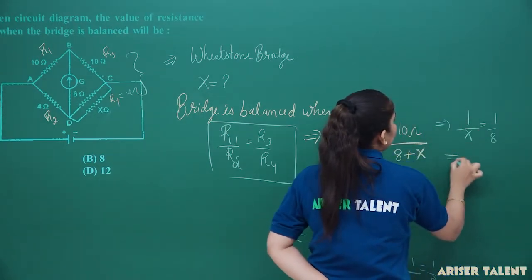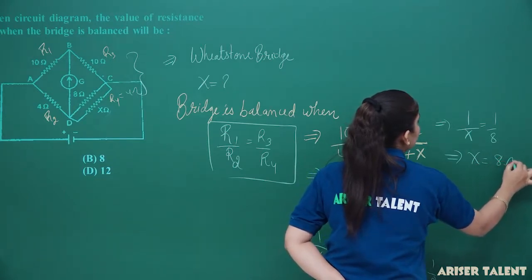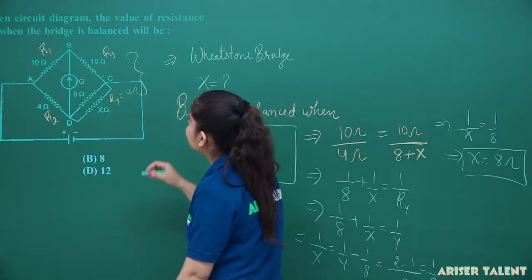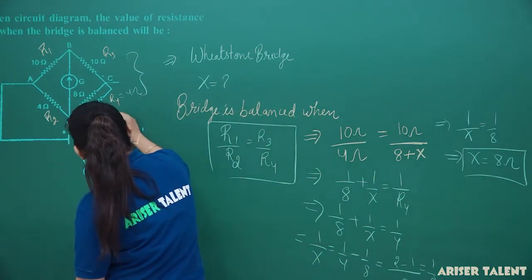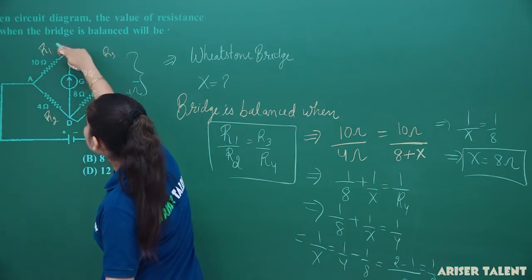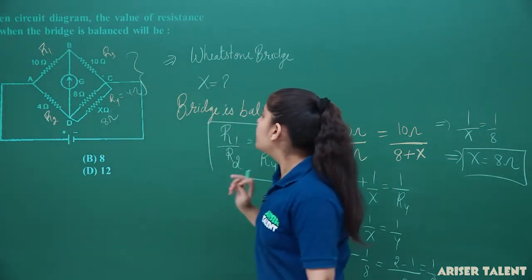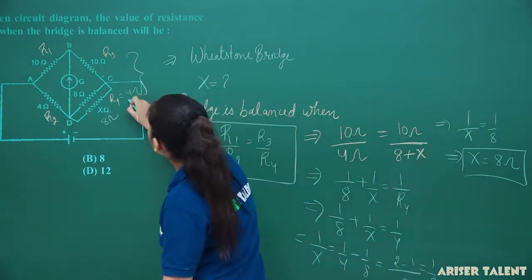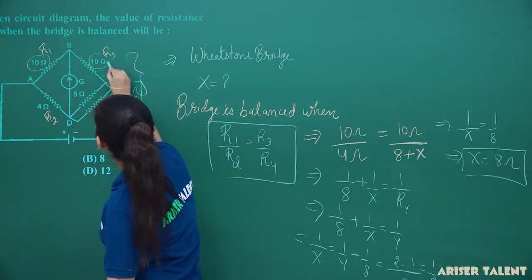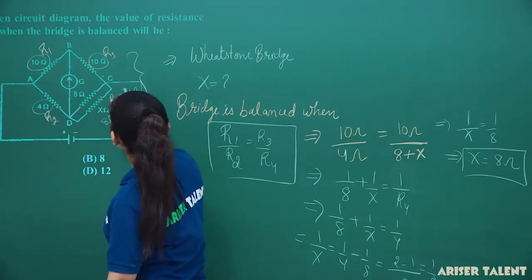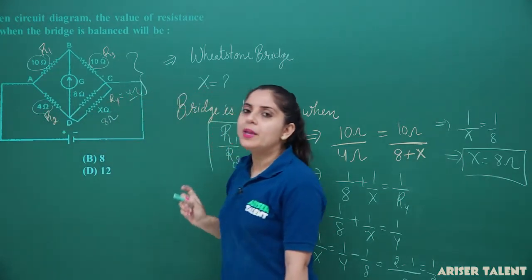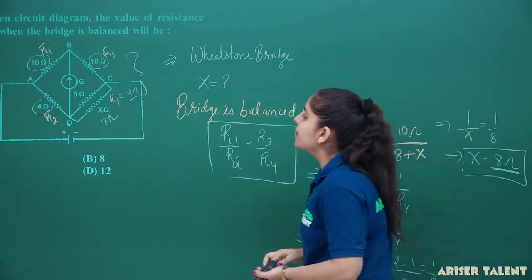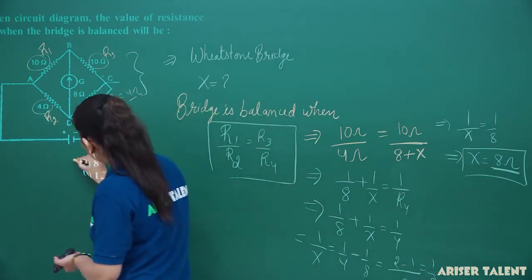So what will be the value of X here? The value of X will be 8 ohm. You have to connect the resistance X equal to 8 ohm. Then the conditions R1 upon R2 and R3 upon R4 will be satisfied. Why am I writing R4 equal to 4 ohm? Because 10 and 10 are provided here, so here also we have to write 4 in order to make the bridge balanced. So the value of X came out to be 8 ohm, and option B will be our correct answer.